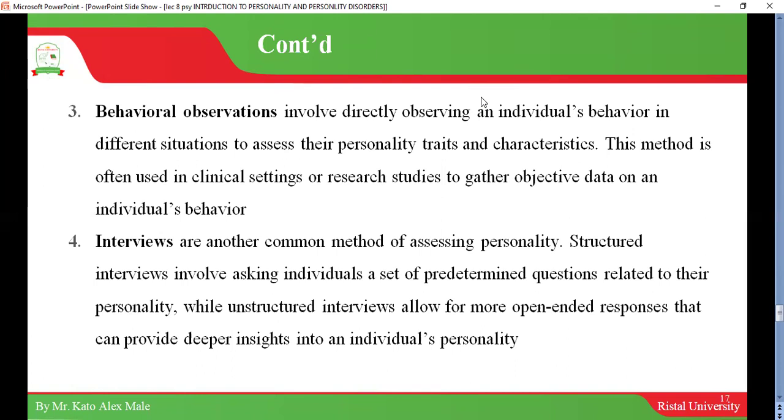Then interviews as another method for assessing personality. We can have the structured, the semi-structured, and then the unstructured. I talked about these all along, even in the other course unit of research, where I've been talking about interview and survey sessions. In interviews, you ask your patient or individual some questions which can be open-ended or close-ended. I don't think I need to repeat this. I talked about them in the previous lectures. It's important to go and watch the previous lectures before you reach lecture 8.